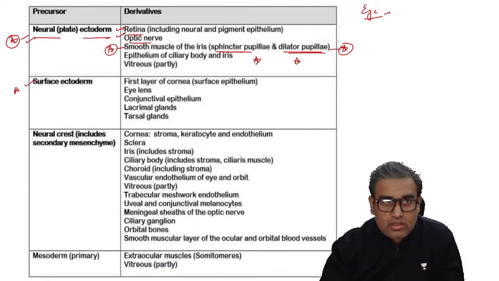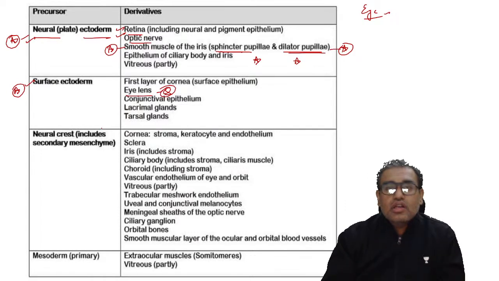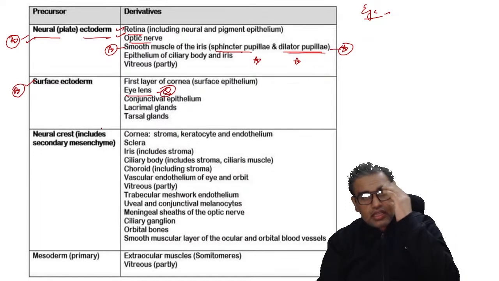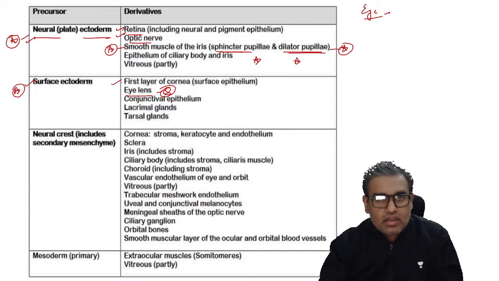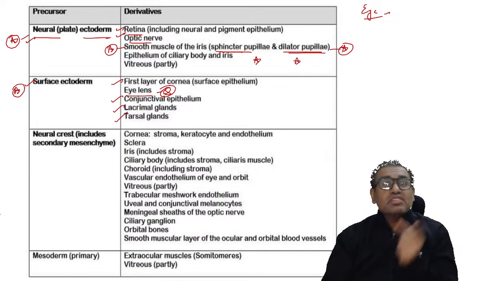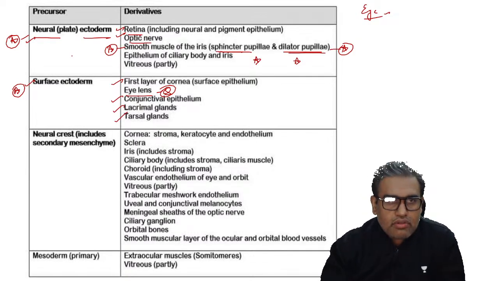Second is the surface ectoderm, which was recent. I just asked, this was the question that was asked, lens. Uske alawa, apart from this, the surface is from the outside. So bahar jo bhi hai, the cornea, the conjunctiva, these are all coming from, and the glands over here coming from surface ectoderm. But you have to understand these two only. Uske alawa jo bach gaya, make it fall under neural crest and mesoderm.